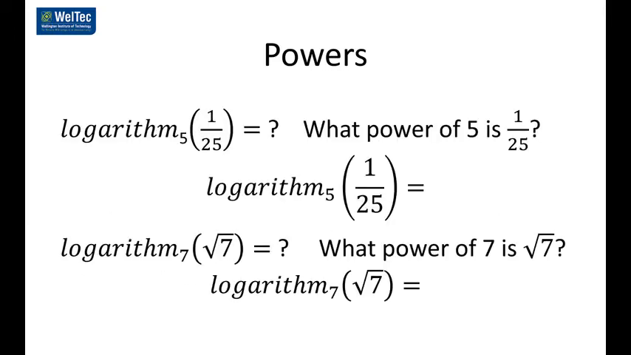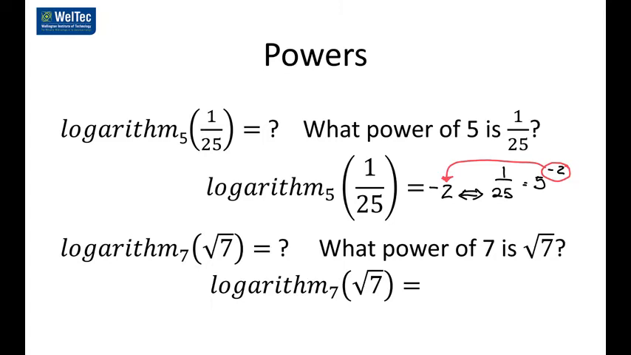Some slightly harder ones. What power of 5 is 1 over 25? Well, for a start, it must be negative, because it's 1 over, and 25 is 5 squared. So the answer must be negative 2, because 1 over 25 is equal to 5 to the negative 2. And it's this that is what we're calling the log. But as you can see, this is just the power as well. So they're all inextricably linked.